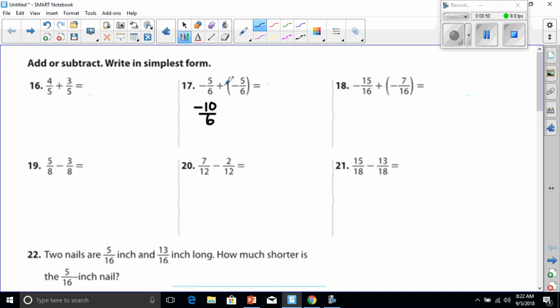And for those of you with a question, just think about this. If I owed $5, or if I owed 5 out of 6 pieces of pizza to somebody, and then I had another 5 out of 6 pieces of pizza that I borrowed from them, I would have to go ahead and pay them back 10 out of 6 pieces of pizza, right? So basically, if we reduce this, it is going to be negative 5 out of 3.